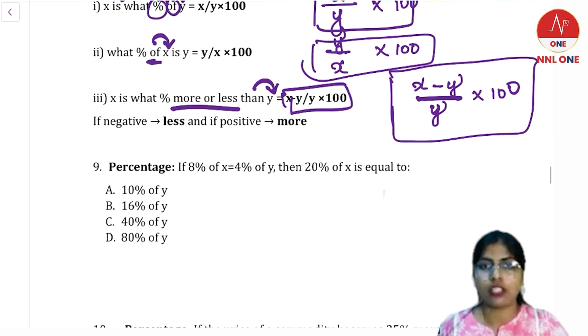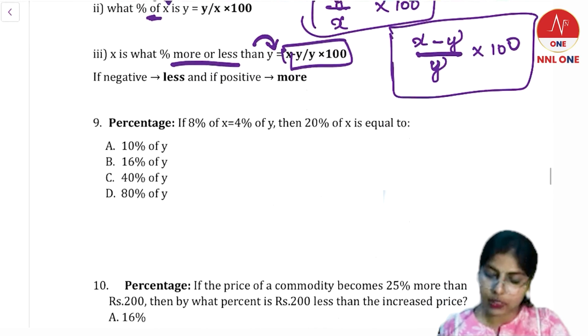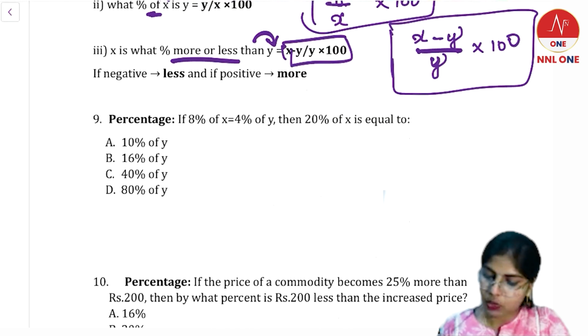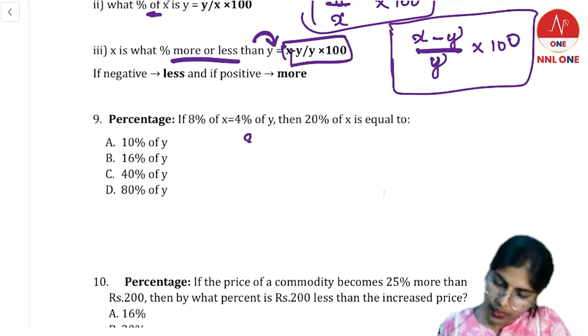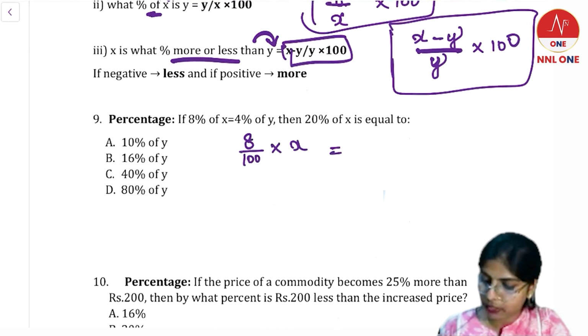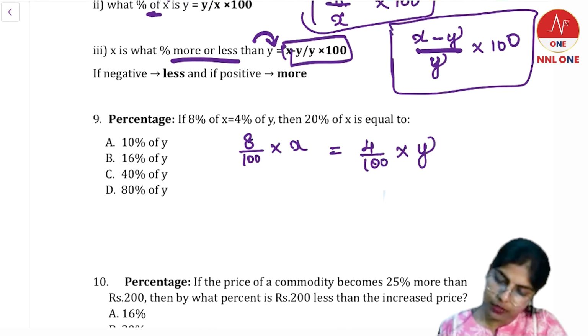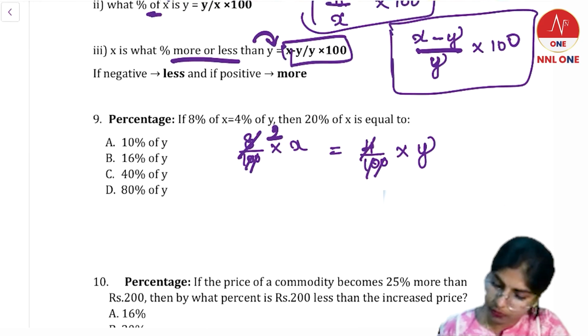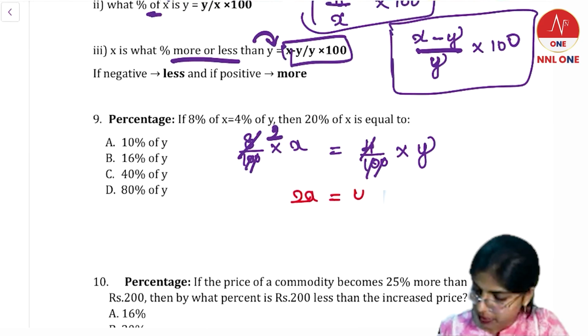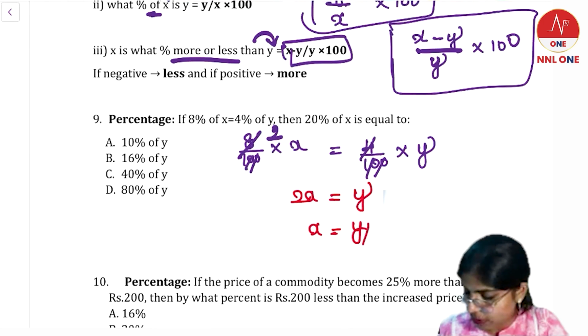Okay, with this we'll solve the questions. We'll move to the 9th question. If 8% of x is equal to 4% of y, then 20% of x is equal to? How will you write 8%? 8 by 100 into x. Of means multiplication. Is equal to 4% of y, 4 by 100 into y. We have to derive it. We can cancel the zeros and also cancel in the 2 table. So 2x is equal to y. X is equal to y by 2.